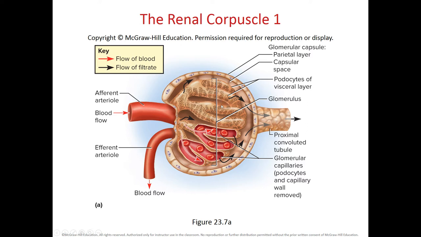And then the space between the parietal layer of the glomerular capsule and the visceral layer is the capsular space. So as the blood is going into this glomerulus, it is getting filtered, and this filtrate goes into the capsular space, and then from the capsular space, the fluid, the filtrate, will go into the PCT. And now it will change its name. Instead of being called filtrate, this fluid is now going to be called tubular fluid.